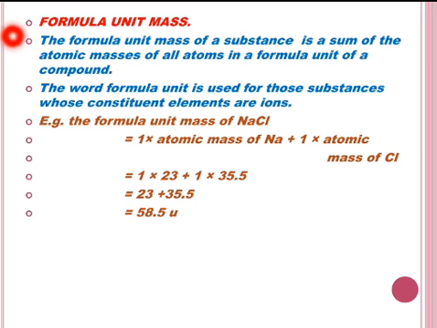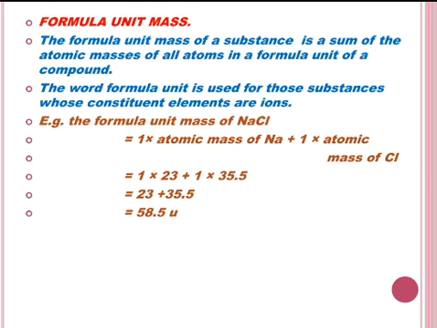So let's see what is formula unit mass. The formula unit mass of a substance is the sum of the atomic masses of all atoms present in a formula unit of a compound. The word formula unit is used for those substances whose constituent elements are ions, which means they are made up of ions.